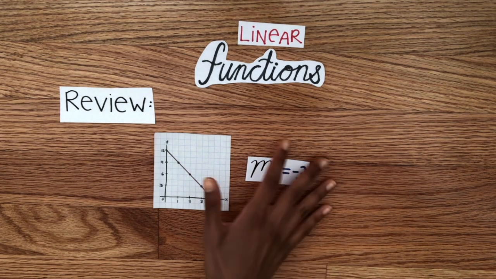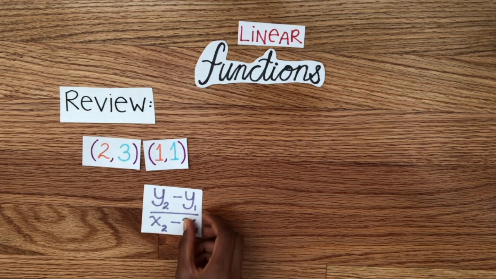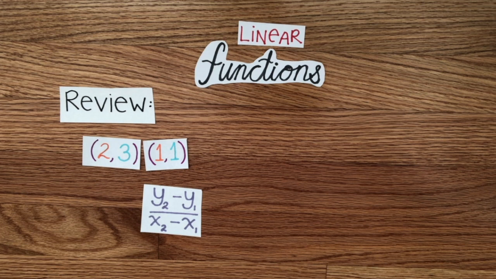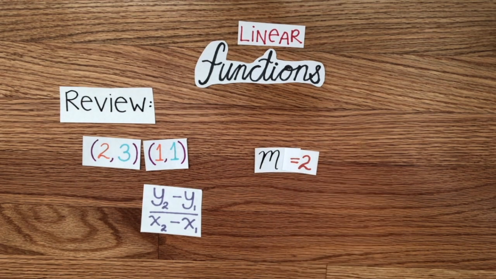-3. For this problem, I want you to use the equation with the points that were given. Once again, pause the video until you have attempted the problem. If we plug in the points, we see that the top equals 3 minus 1 over 2 minus 1, which gives us 2 over 1, or just 2. This means that the slope is 2.